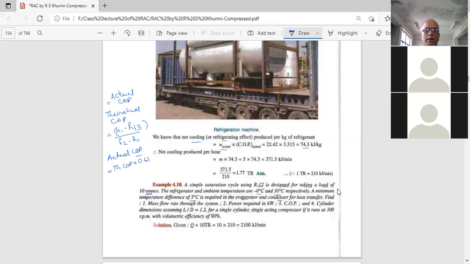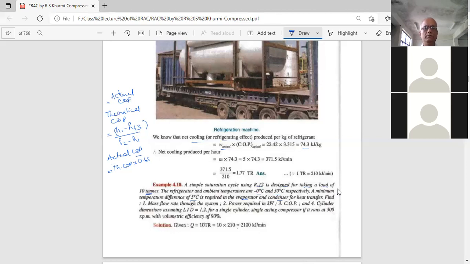We need the power required in kilowatt, meaning the power absorbed by the compressor, and the COP itself, and the cylinder dimensions, where L by D is equal to 2 for a single cylinder, single acting compressor. So we have to calculate the compressor diameter. It runs at 300 RPM with a volumetric efficiency of 90%.